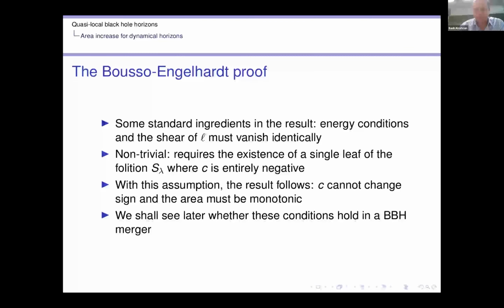So with these assumptions, and this assumption, which is the existence of at least one time at which C is entirely negative, you can show that C cannot change sign, and therefore the monotonicity of the area is guaranteed. And again, we'll see a little bit later whether these conditions are in fact true for a binary black hole merger or not. Okay.